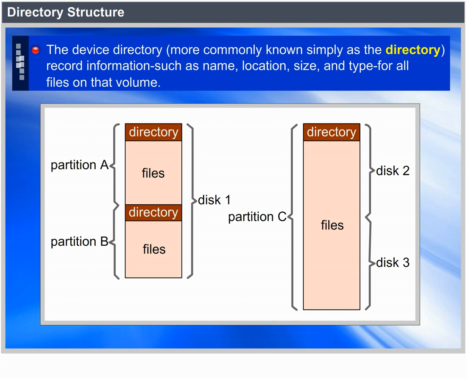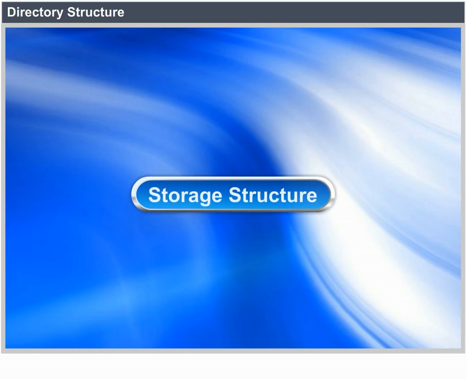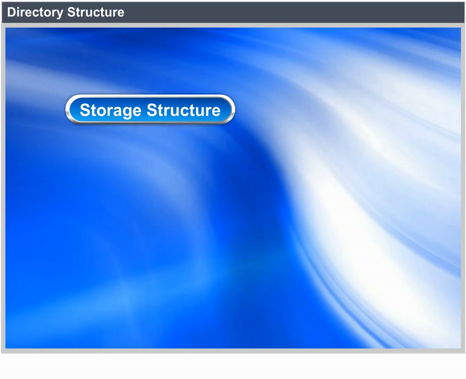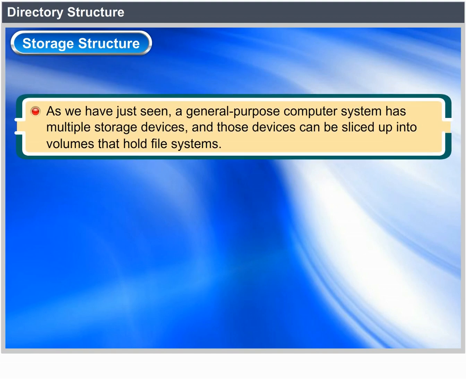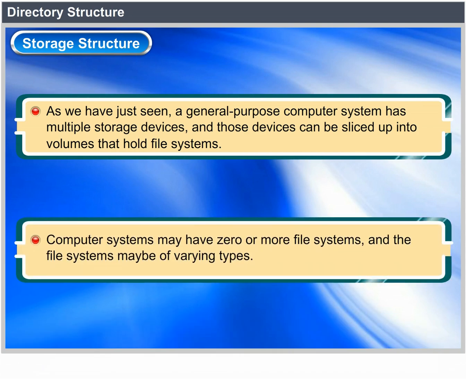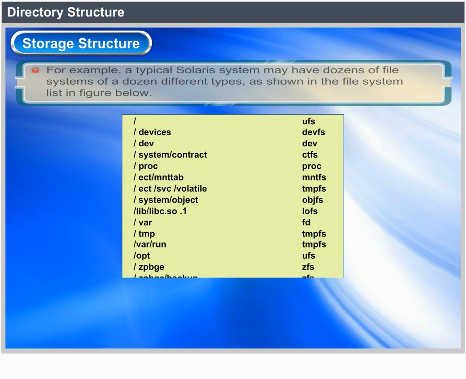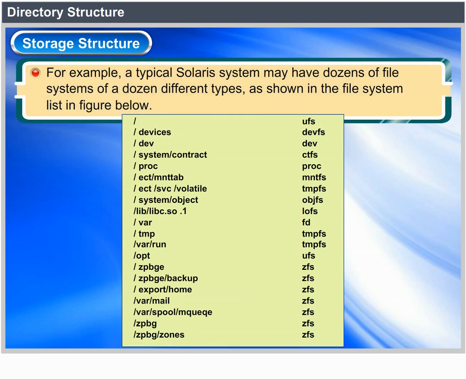Storage structure. As we have just seen, a general-purpose computer system has multiple storage devices, and those devices can be sliced up into volumes that hold file systems. Computer systems may have zero or more file systems, and the file systems may be of varying types. For example, a typical Solaris system may have dozens of file systems of a dozen different types, as shown in the file system list in the figure below.